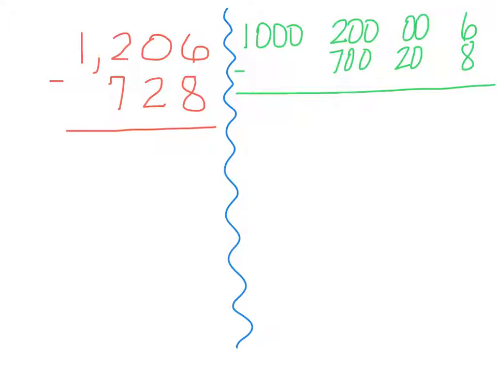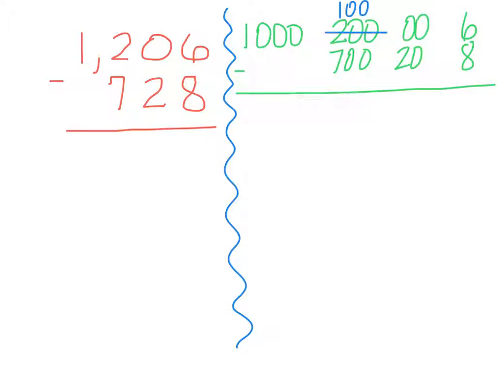Let's start. I'm looking at my 6 on the left here. 6 minus 8, which I can't do. Can't take 8 away from 6. So I need to go next door. Here's the problem: next door doesn't have anything to give me. Let's look at this on the right-hand side. I'm going to go next door to borrow 10, but there's not 10 to give me. So I actually need to go 2 spots over. I need to take 100 from my 200, which makes my 200 a 100.